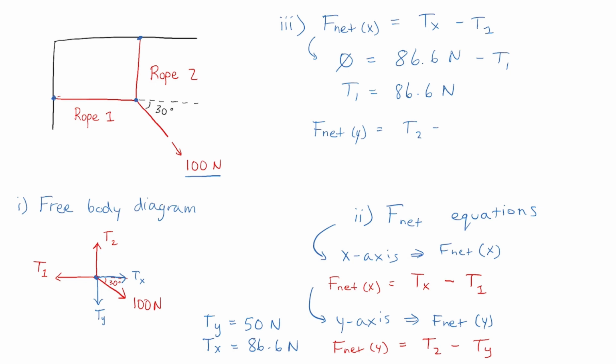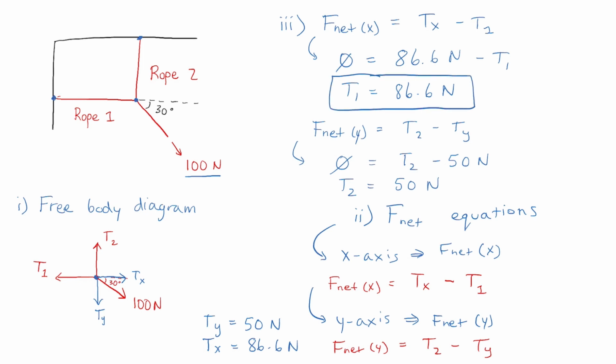Now we can do Fnet y. And again, none of the ropes are moving along the y-axis, so we can replace Fnet y with 0. Then all we need to do is rearrange for T2, and we find that T2 is equal to 50 newtons. And that's the answer to this question. This question challenged you to use free body diagrams, make Fnet equations, and know when the net force should be equal to 0.